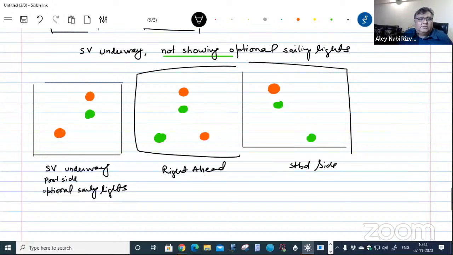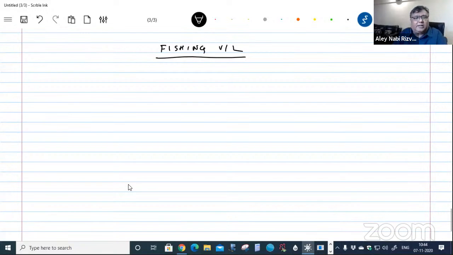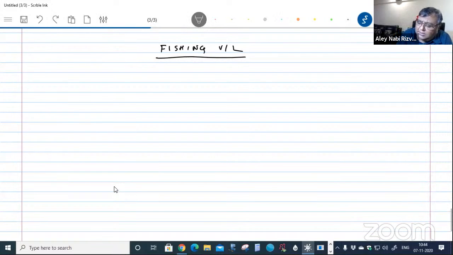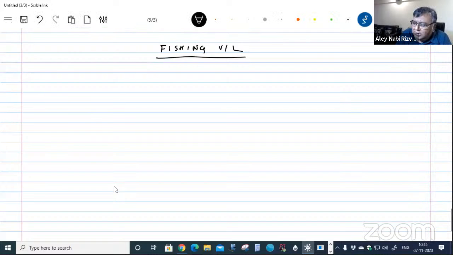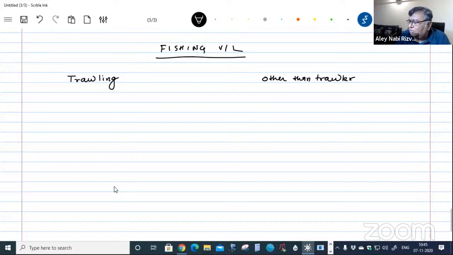So after covering a sailing vessel, now let's move to another category, which is fishing vessel. And you got to be very careful with fishing vessel. The fishing vessel engaged in fishing whether underway or at anchor shall exhibit the lights prescribed in the rule. There is something called vessel engaged in trawling, and fishing vessel other than trawler. Okay, so there are two categories.